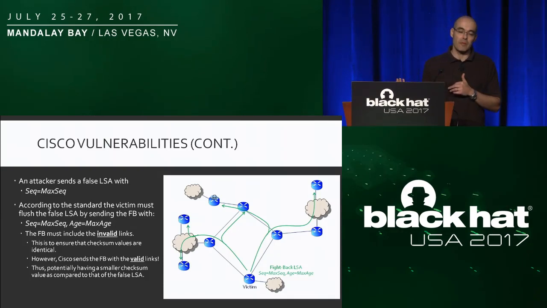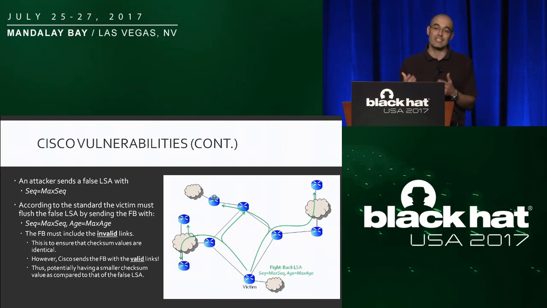Unfortunately, Cisco did not implement this correctly. And it actually sent out, as usual, the valid link in this special fightback message, which meant that the checksum value of the fightback message was different than the checksum value of the false LSA message. And now it depends on the actual values of the links sent by the false LSA and the fightback LSA, but it meant that there is a chance that the checksum value of this unique fightback message will have a lower value as compared to the checksum value of the false LSA.